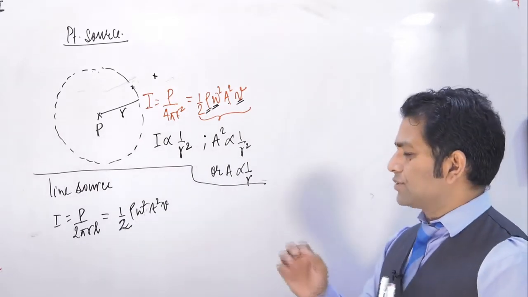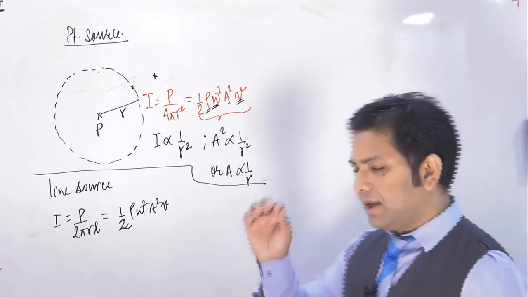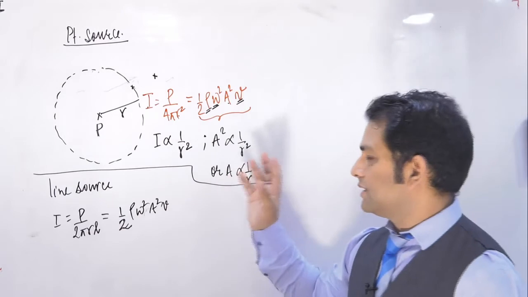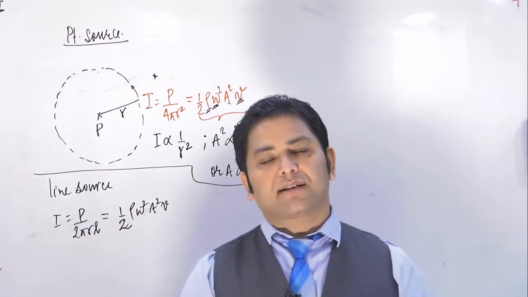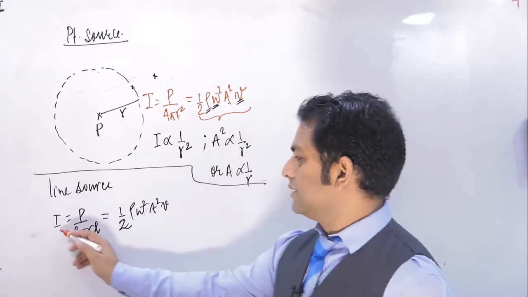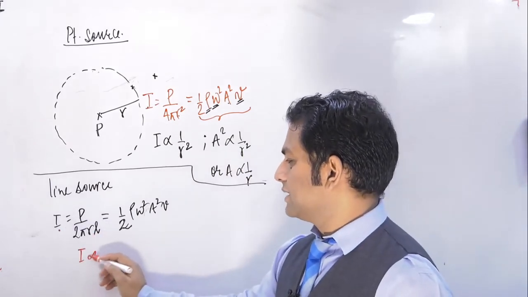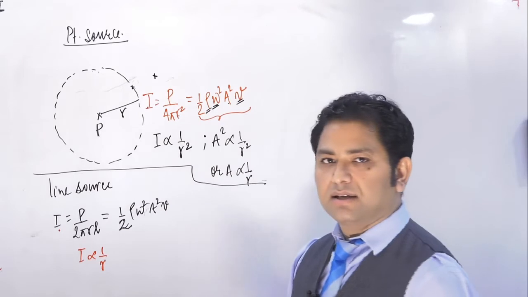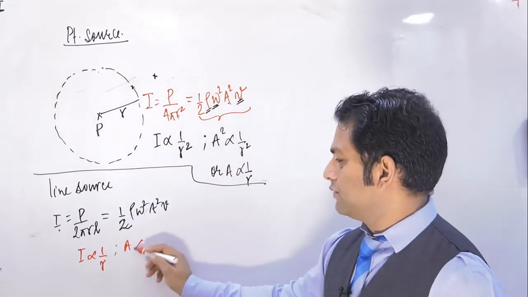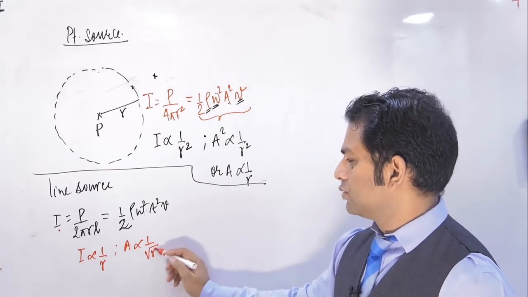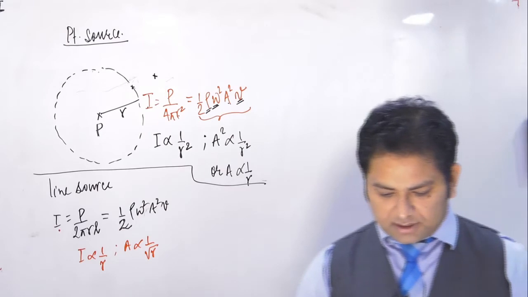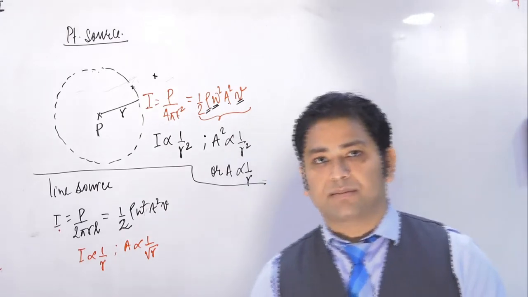You could see here, that was what I was saying. Any wave you have, you can always equate the intensity to half ρ ω² A² times V. And now just comparing these two relations, you get that intensity is inversely proportional to r. Likewise, amplitude will be inversely proportional to root r. So those are the situations that you get for a line source.